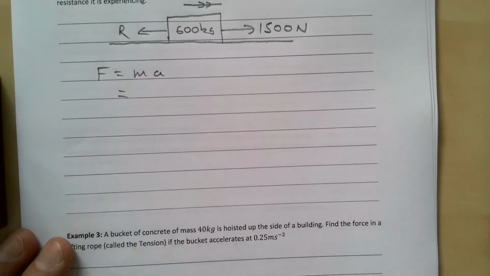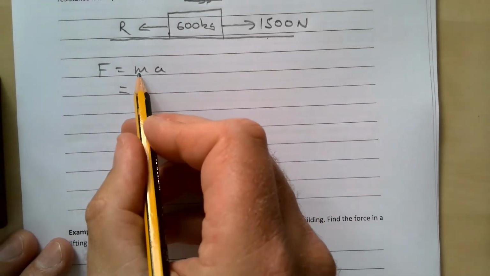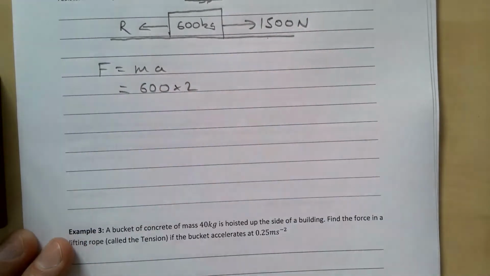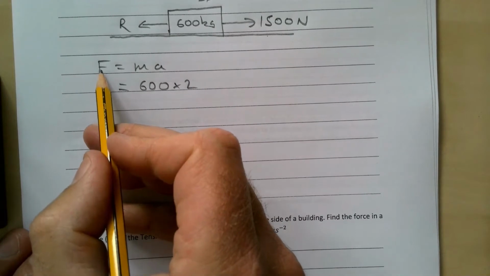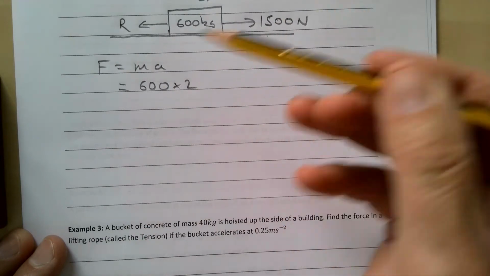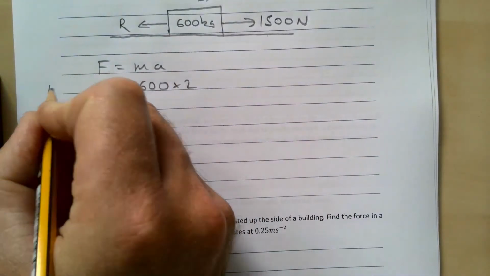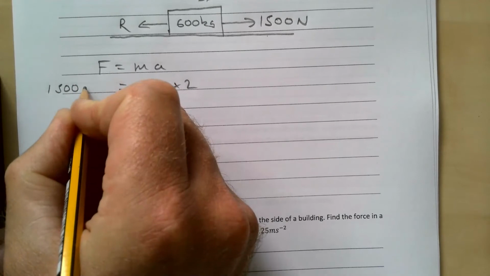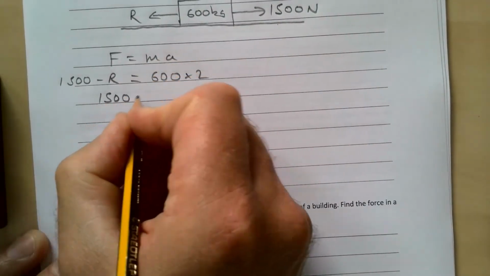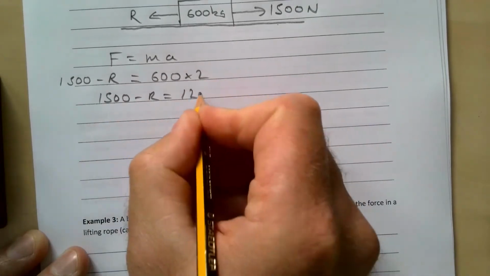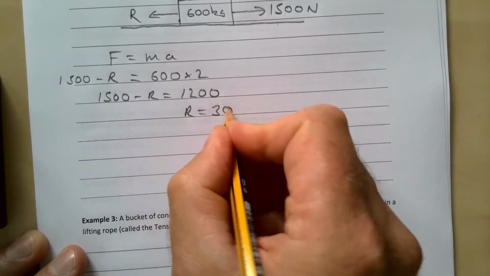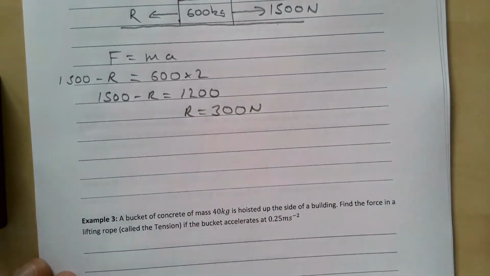I always start with the right hand side. It makes me feel better about myself because it's easier. The mass is 600, the acceleration is 2, and this F here stands for any force which affects the direction of the acceleration. So this is 1500 going this way, and then the R is going the other way. So this is going to be 1500 take away R. Tidying up, 1500 take away R equals 1200. So in this particular case R must equal 300 newtons. Okay.